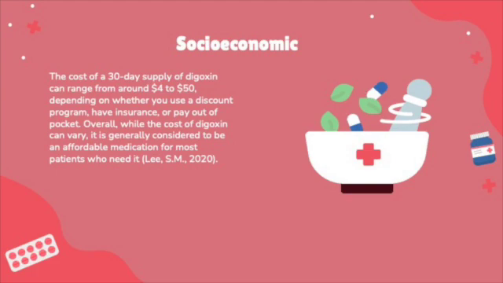Socioeconomically, the cost of a 30-day supply of digoxin can range from around $4 to $50, depending on whether you use a discount program, have insurance, or pay out of pocket. Overall, while the cost of digoxin can vary, it is generally considered to be an affordable medication for most patients who need it.